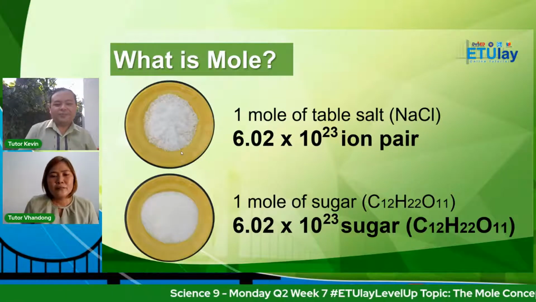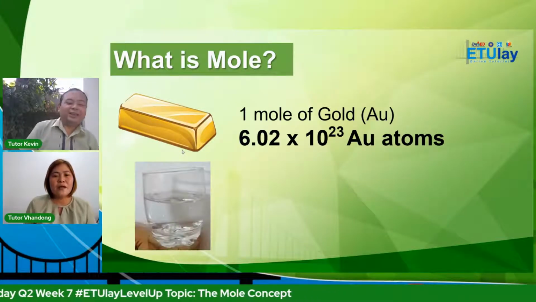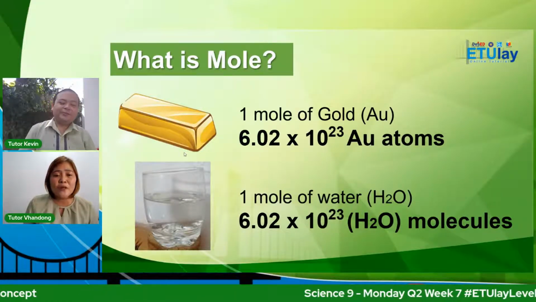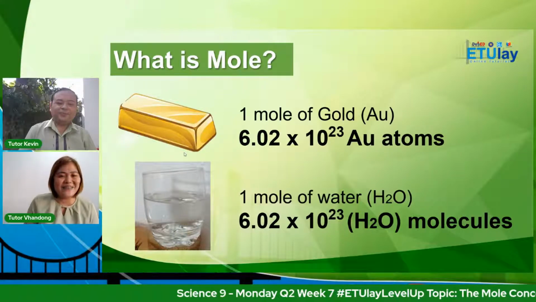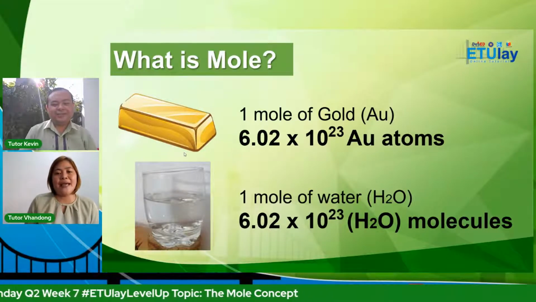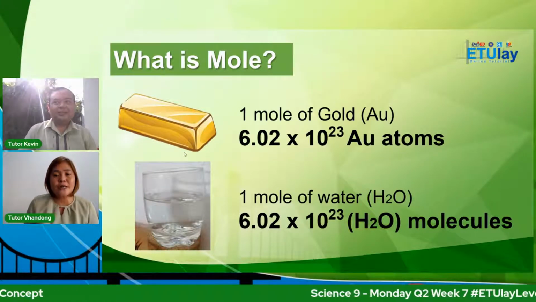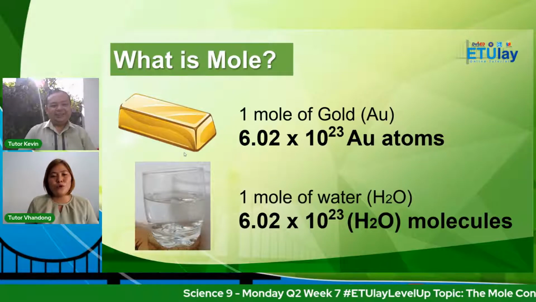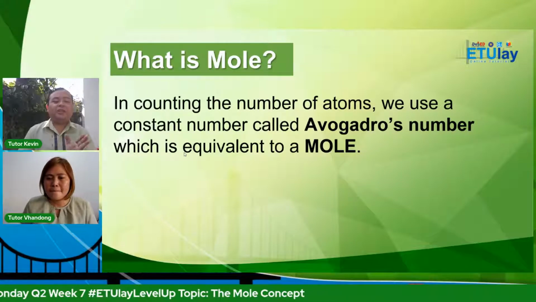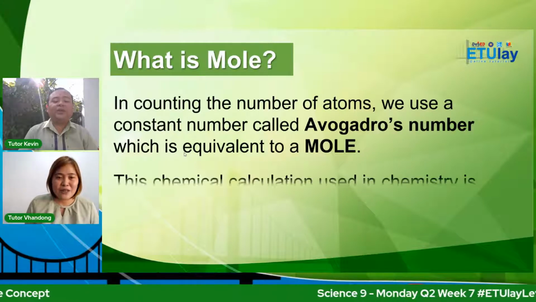Ganon din kay gold at ganon din kay water. Ang katumbas niya, because it's Avogadro's constant, is 6.02 times 10 to the 23rd gold atoms. And for water, H2O, it is also 6.02 times 10 to the 23rd molecules. Katulad ng sinabi kanina ni Tutor Bandong, in counting the number of atoms, gumagamit tayo ng constant. Ang tawag natin dito ay Avogadro's number na equivalent to a mole.